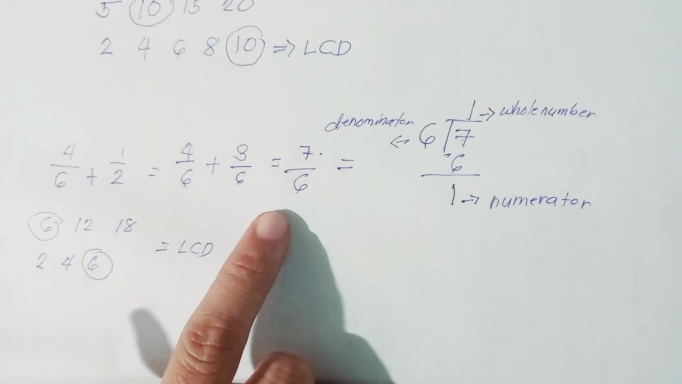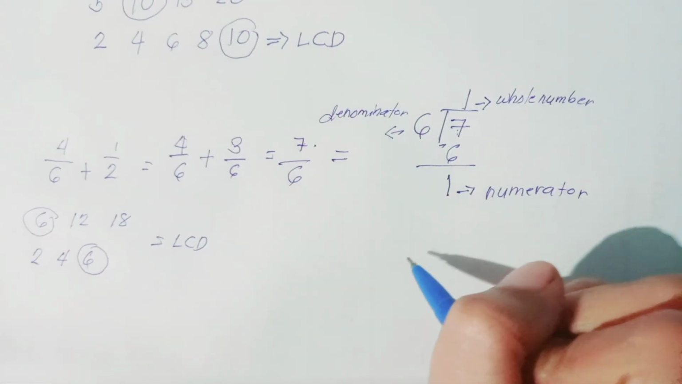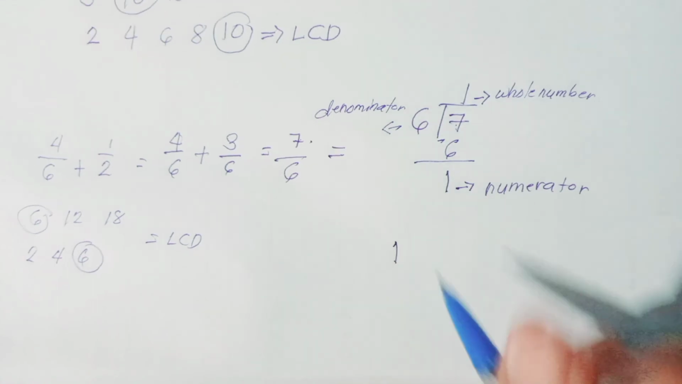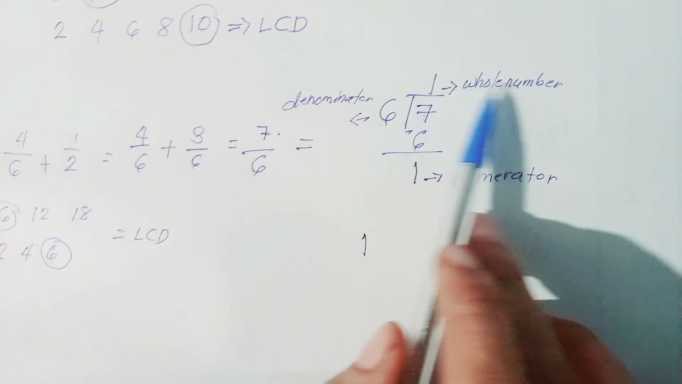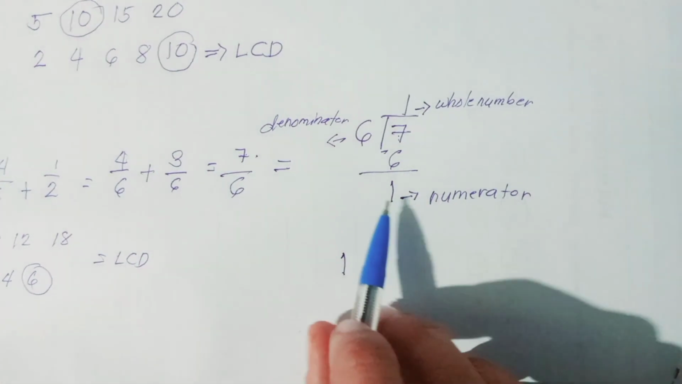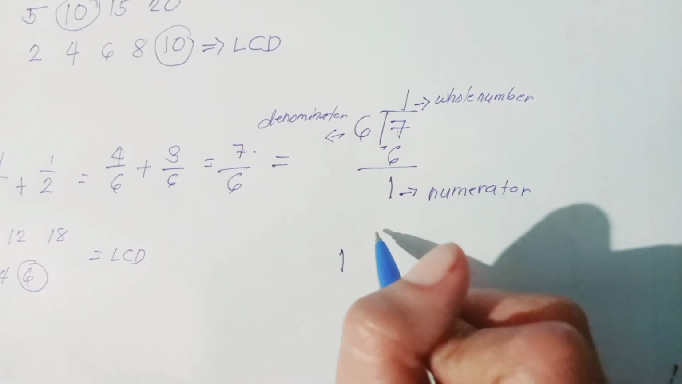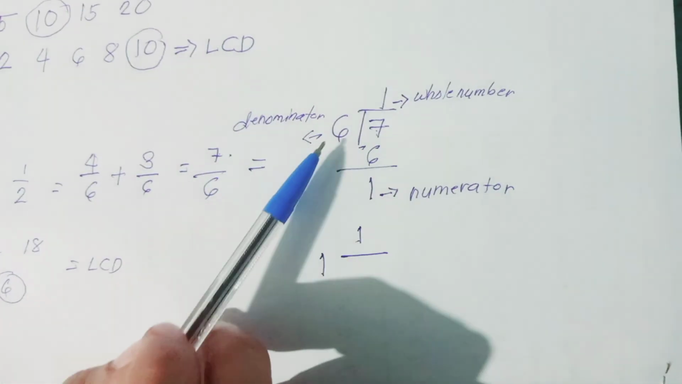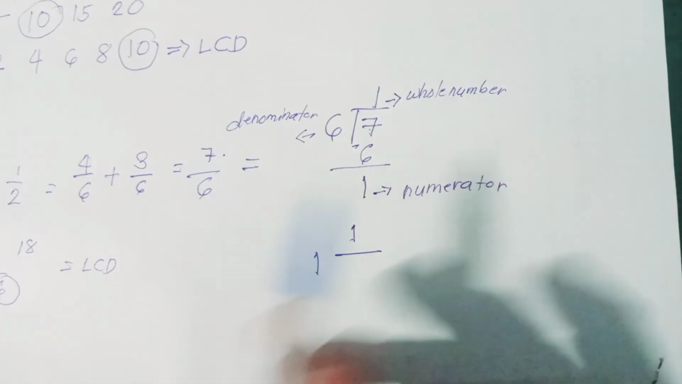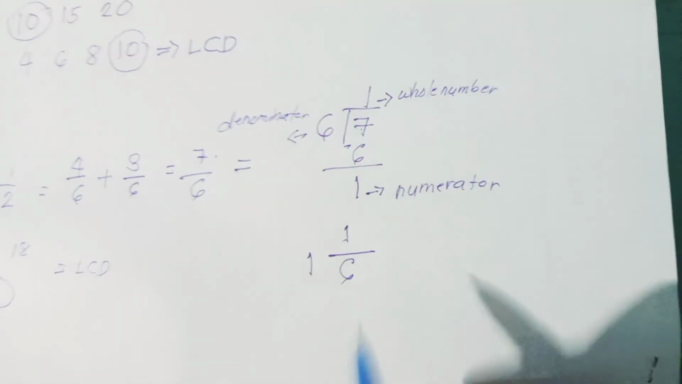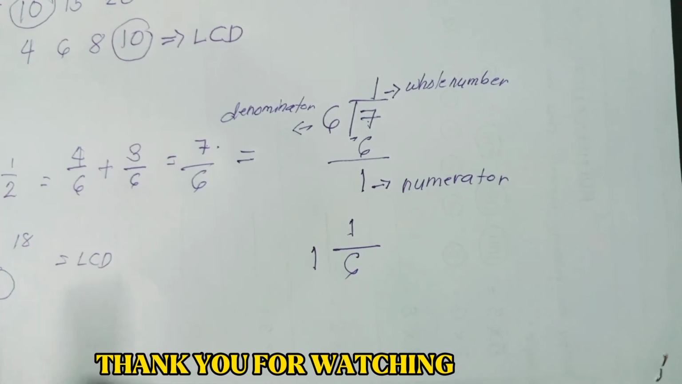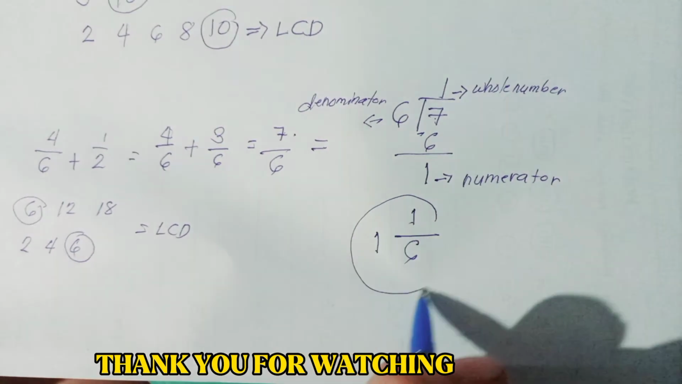So the lowest term for 7 over 6 is 1 as our whole number. And then the remainder is our numerator, so we put 1 there as our numerator. And then the divisor will be our denominator, so 6. So the final answer for 4/6 plus 1/2 is 1 and 1/6.